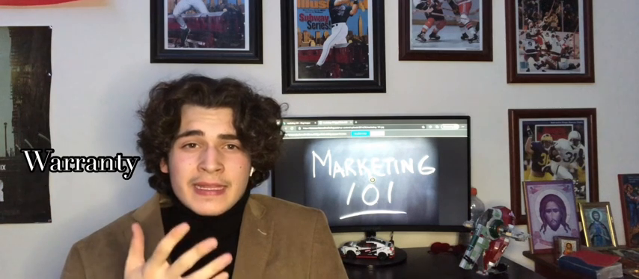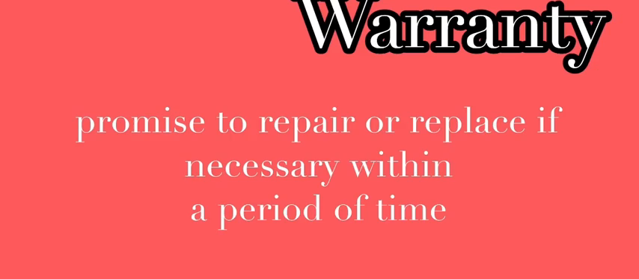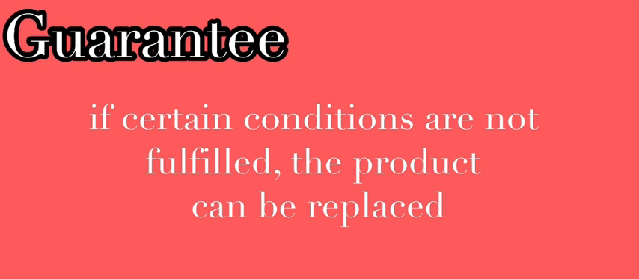Before we continue, we must first determine the difference between a warranty and a guarantee. A warranty is a promise to repair or replace if necessary within a period of time. On the flip side, a guarantee is certain conditions must be fulfilled, and if they are not fulfilled, the product can be replaced.